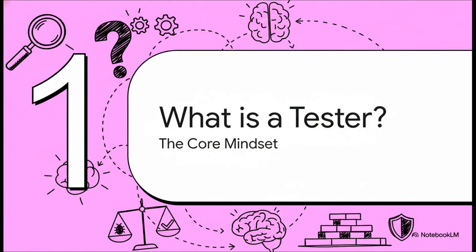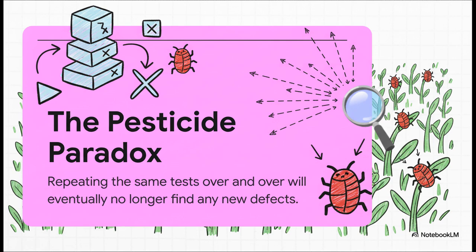Let's do it. First things first, we have to understand the core identity of a tester. It's so much more than just finding bugs. It's about having this healthy dose of professional skepticism and truly understanding the principles that guide everything we do. This mindset, it's the foundation for everything else. Let's kick things off with a concept you absolutely have to know inside and out, the pesticide paradox.